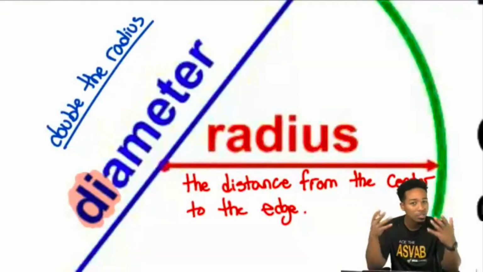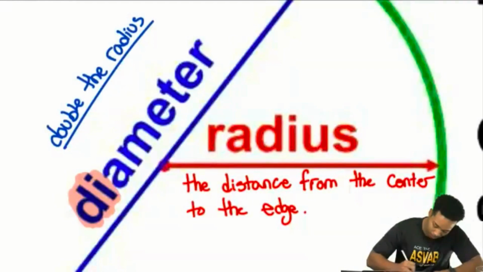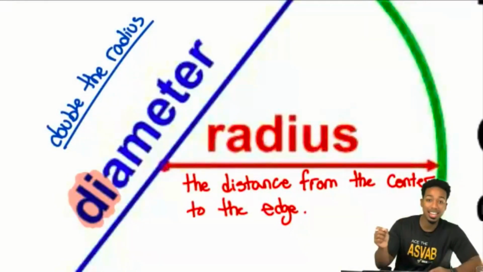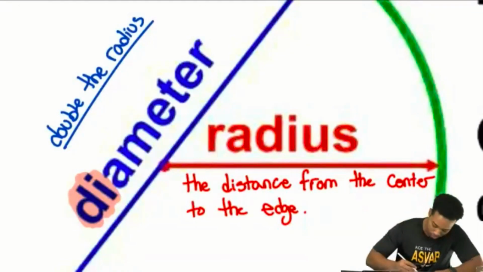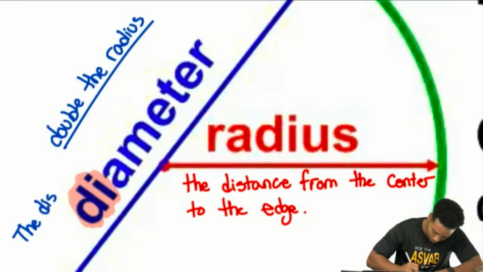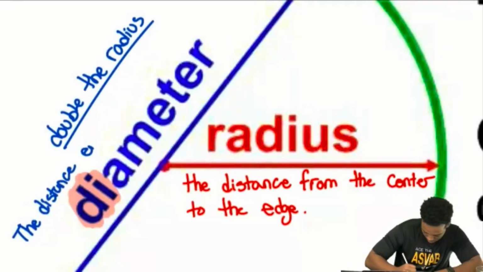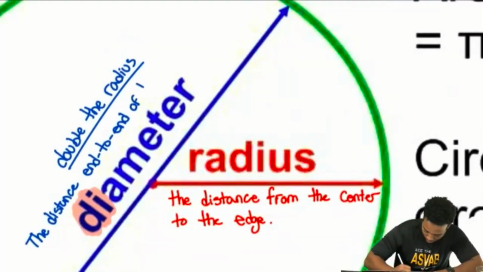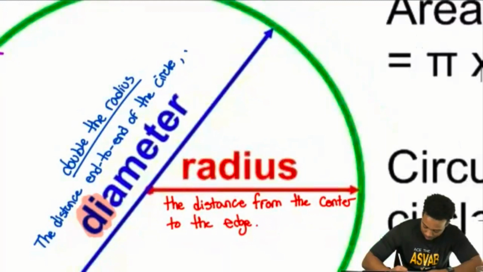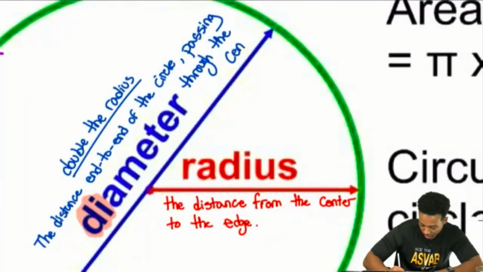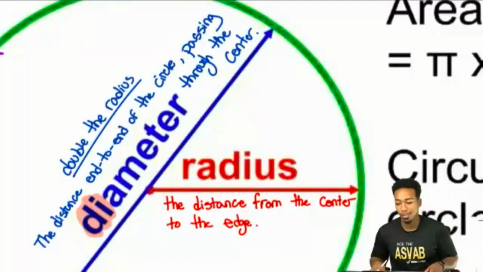So again, formally speaking, it's the distance from end to end on a circle passing through the center. So I'm going to write this formally now. The distance end to end of the circle passing through the middle. Passing through the center. That's the formal way of saying it. But seriously, you can just say double the radius. That's really all it is.